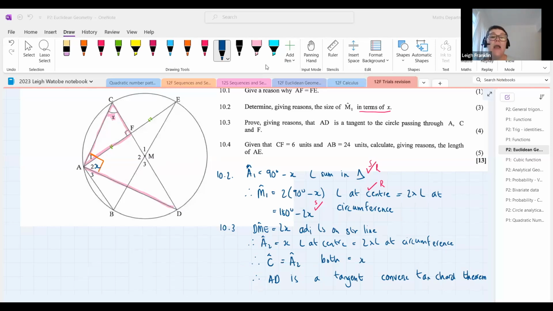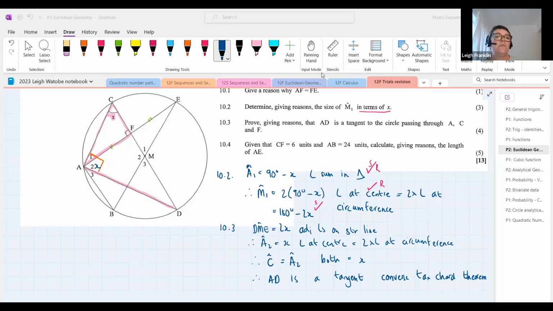Yes, CAF is a triangle. The circle's not drawn, but it is a triangle inside the circle. Okay, CAD is 90 angle in a semicircle. That's also true. Okay, yes, Amahle, go for it.